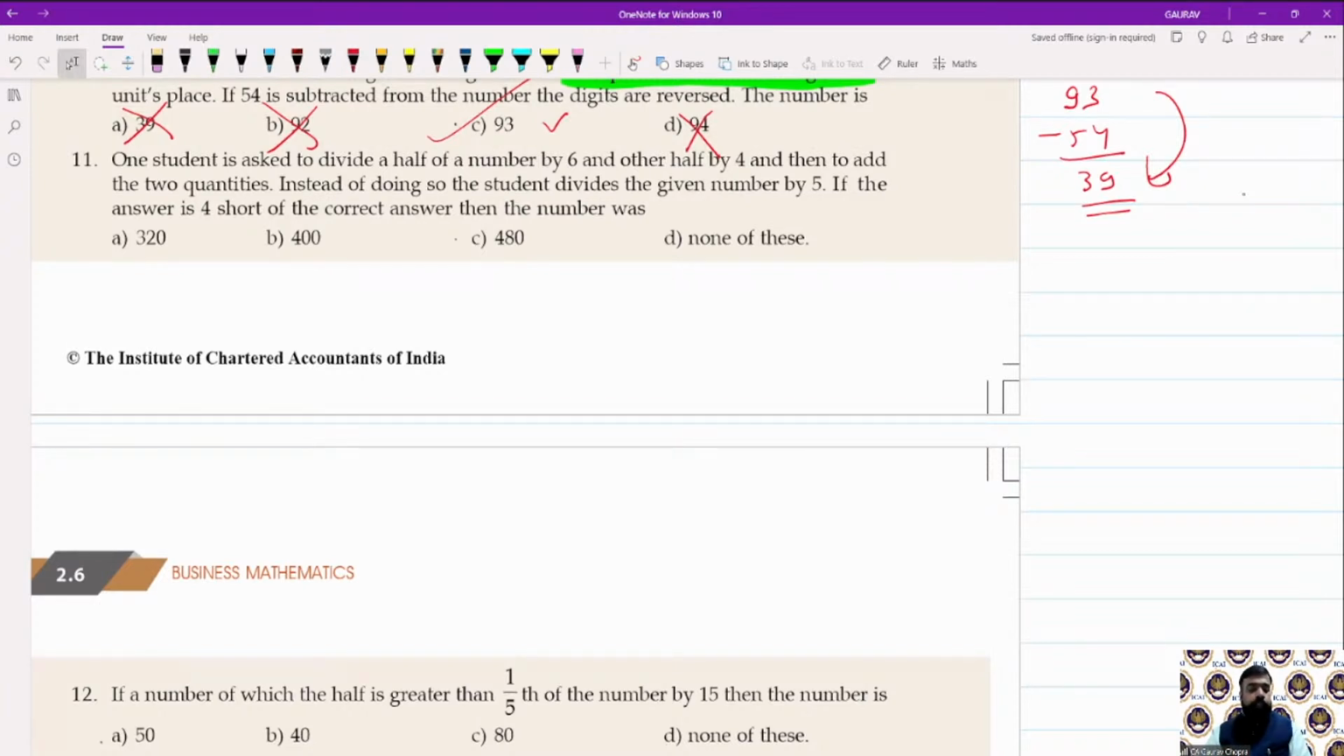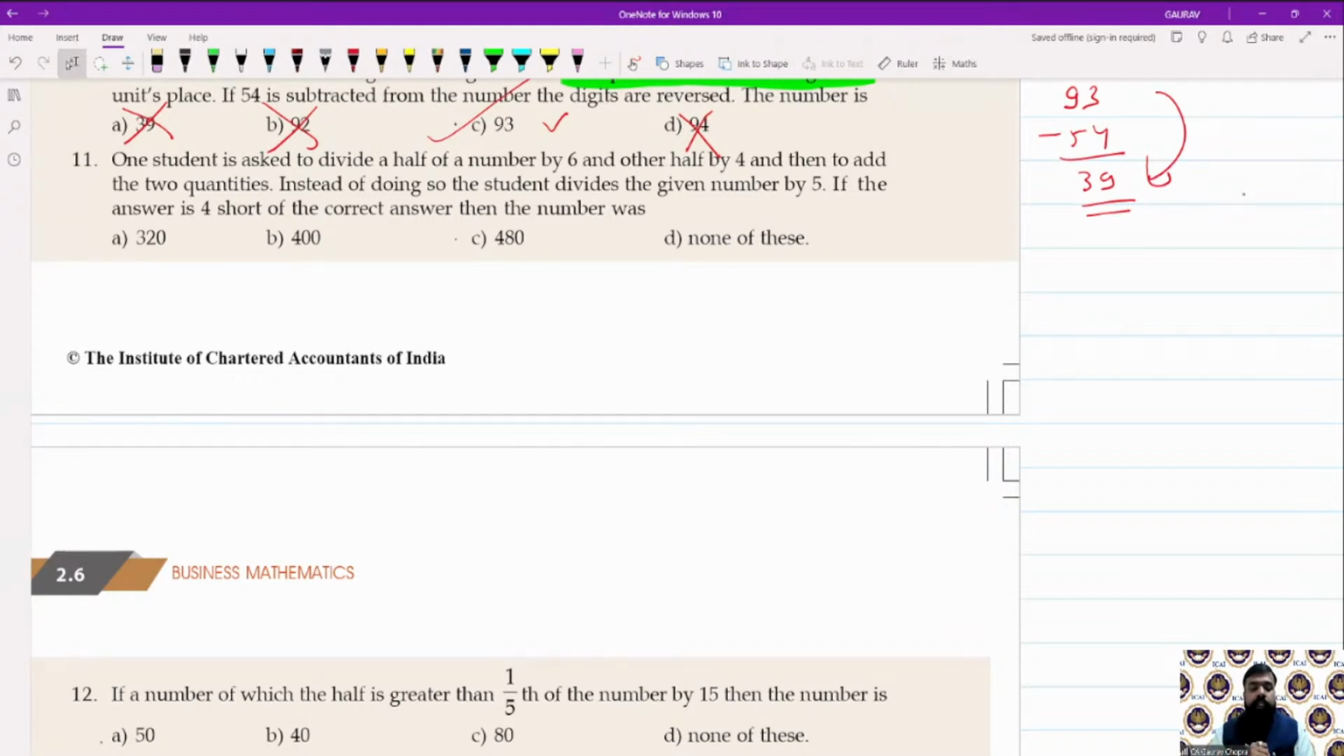Now the next one, that is question number 11. One student is asked to divide half of a number by 6 and the other half by 4, and then to add the two quantities. Instead of doing so, the student divides the number by 5. If the answer is 4 short, then the number was... we have to find that number.